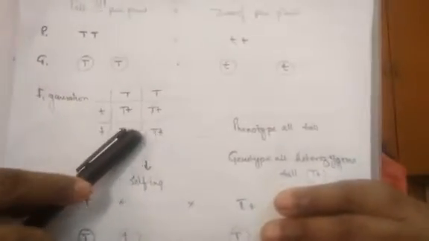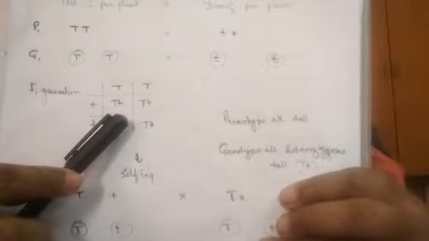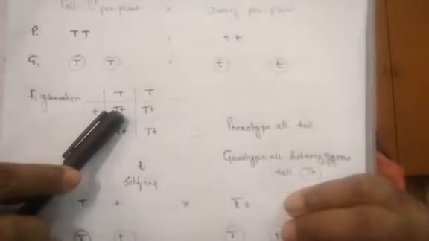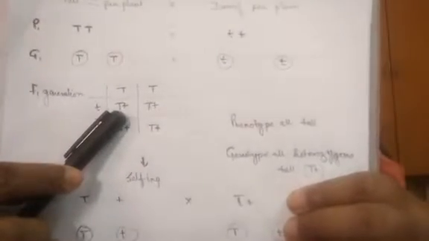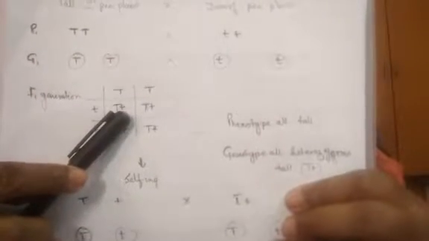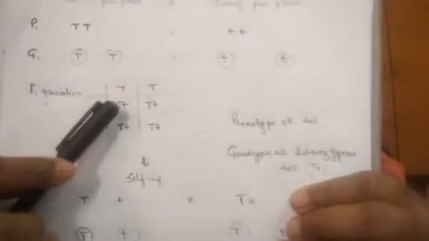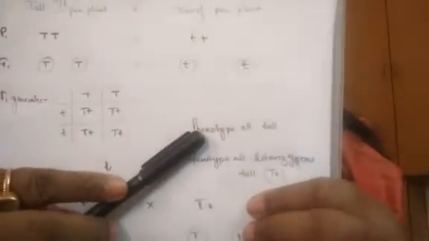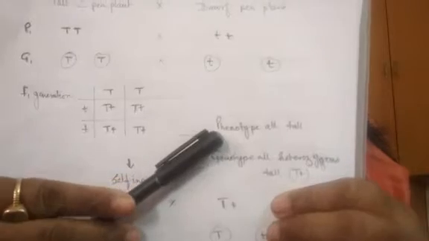So what we got, we can see in all possibilities, all are tall, because capital T is there, and we know that tall is dominant. When the dominant allele is there, the recessive cannot express. So all will be tall, because the dominant allele is present in all. So phenotype, what have we discussed in phenotype?